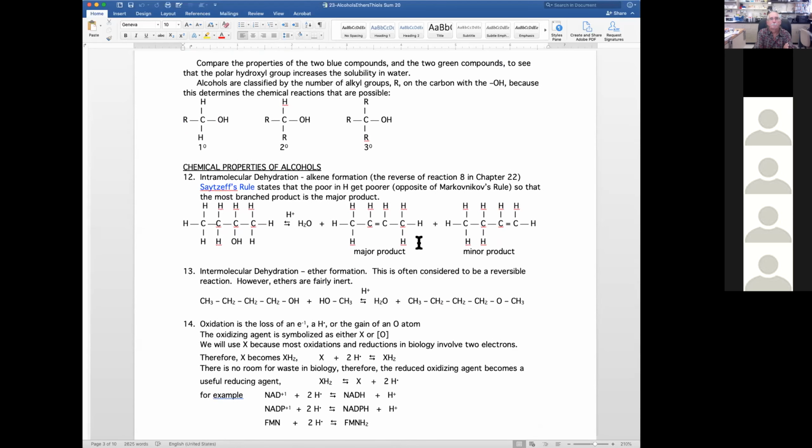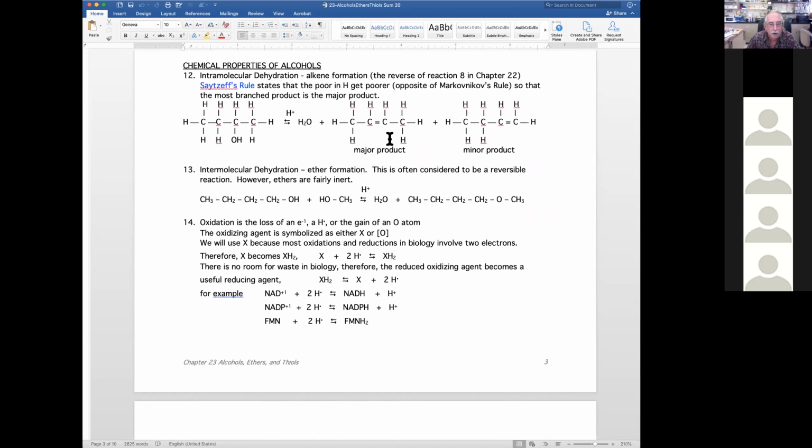So, alcohols can be classified as primary, secondary, or tertiary. So for example, this carbon is bonded to one other carbon. That's why it's called a primary alcohol. This carbon is bonded to 2 other carbons. So it's a secondary alcohol, and this one is a tertiary alcohol. So that does make a difference especially in terms of oxidation.